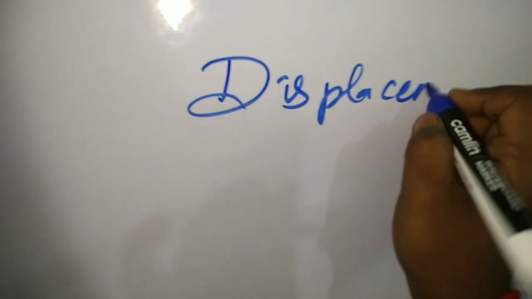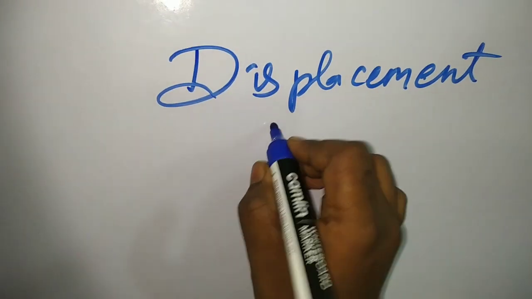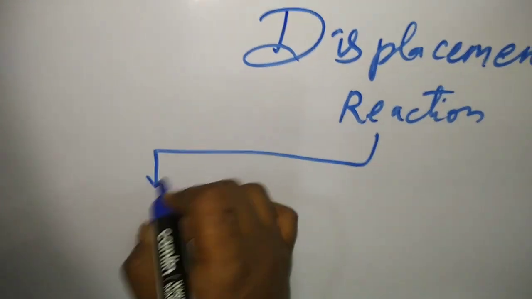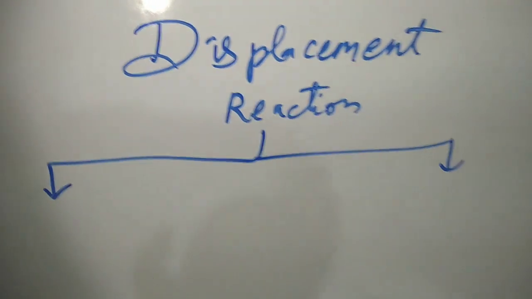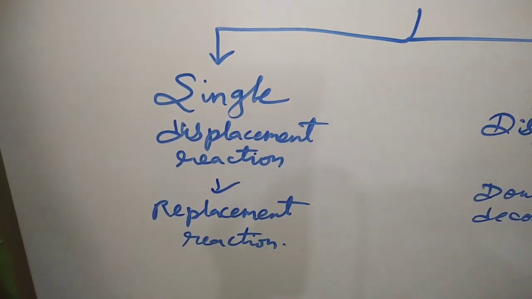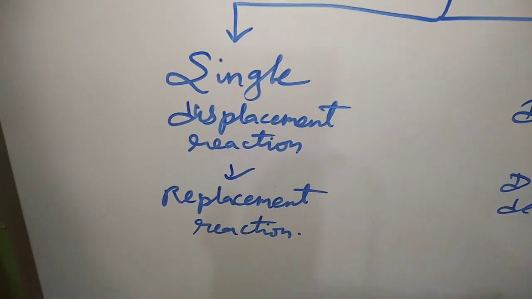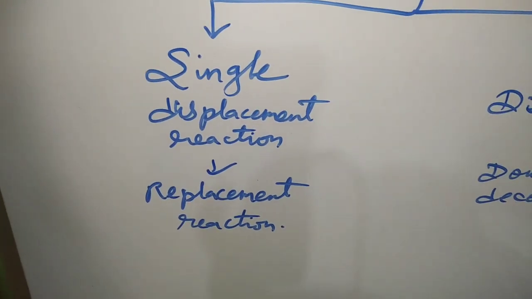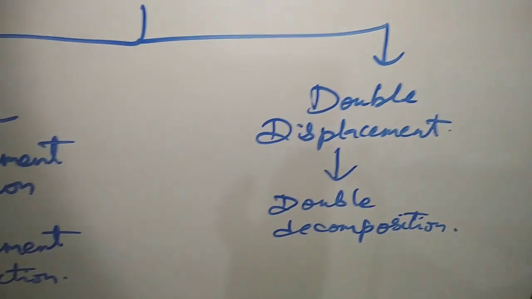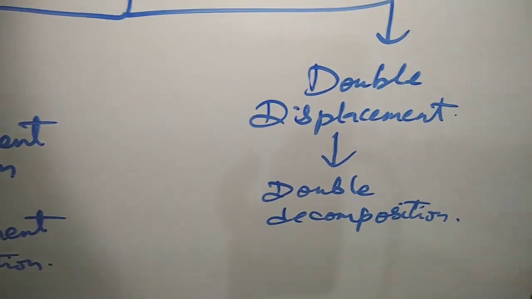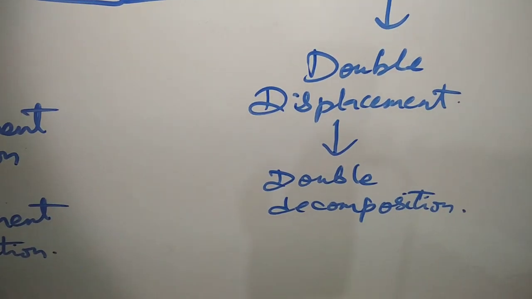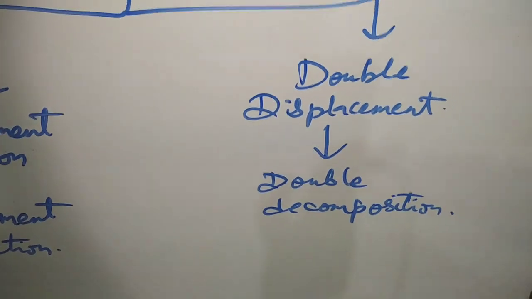there are two types of displacement reaction. See students, the first one is single displacement reaction, which is also known as replacement reaction, and the other one is double displacement reaction. And in most of the books we will find the name of the double displacement reaction is also called as double decomposition reaction.